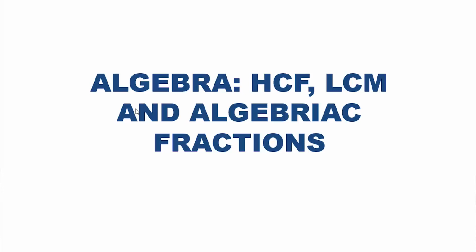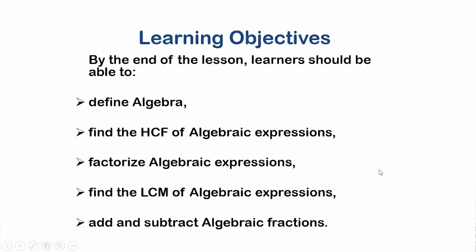All right, so let's look at the objectives of today's class. Our learning objectives today will be that by the end of this lesson, you should be able to define algebra, find the highest common factor of algebraic expressions, then factorize algebraic expressions, find the lowest common multiple, that is the LCM of algebraic expressions, and of course add and subtract algebraic fractions. Okay, so those are the things we hope to achieve today.